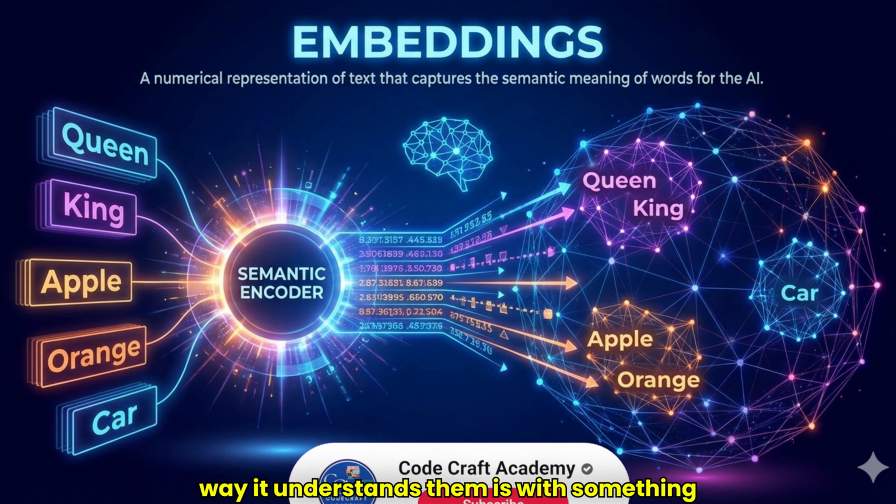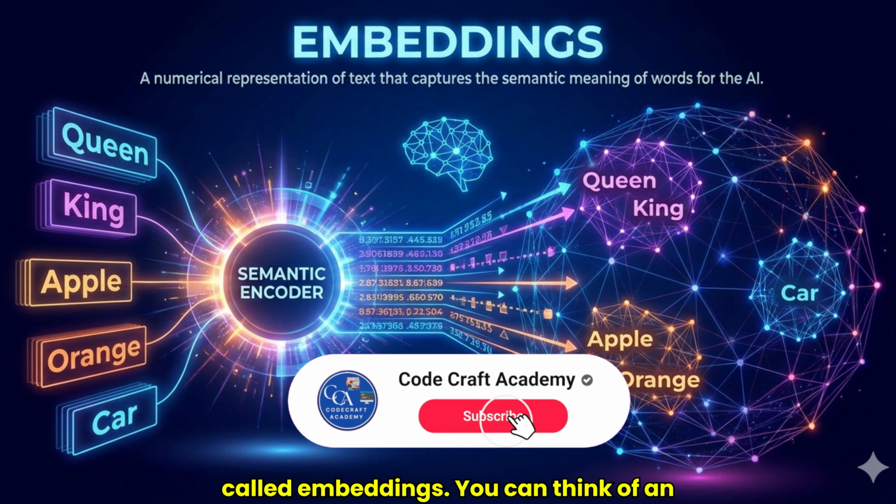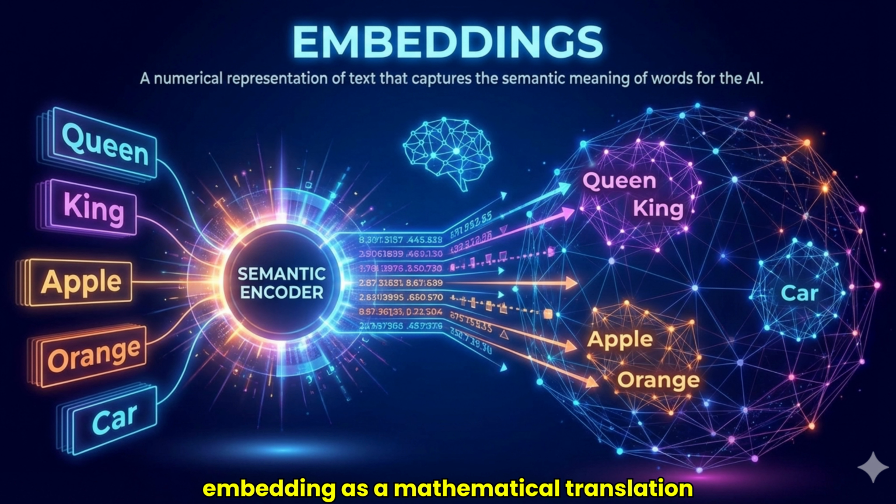And the way it understands them is with something called embeddings. You can think of an embedding as a mathematical translation of our words. The AI doesn't read the word cyberpunk. It sees a complex set of numbers that mathematically represents the concept, the colors, the shapes, the whole vibe associated with cyberpunk, all based on the images it's been trained on.